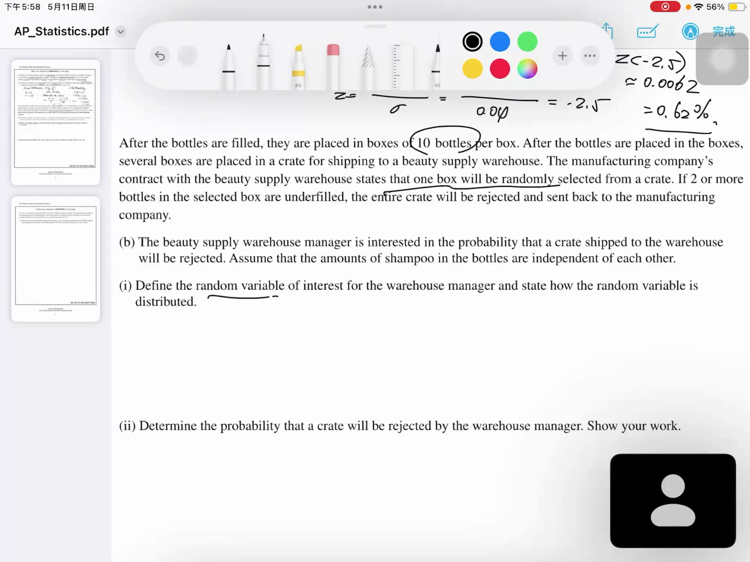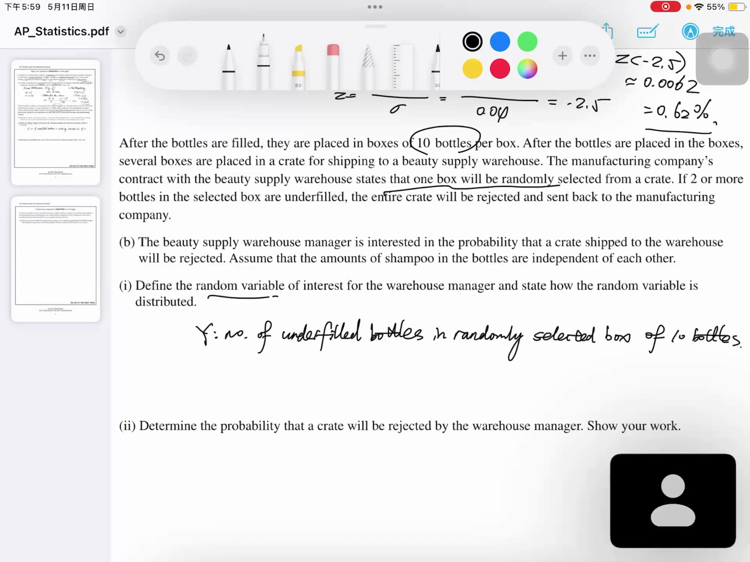So the first step is to define the random variable. We let Y be the number of underfilled bottles in the randomly selected box of 10 bottles. Then we can determine the distribution.